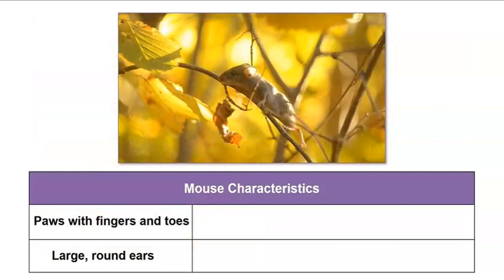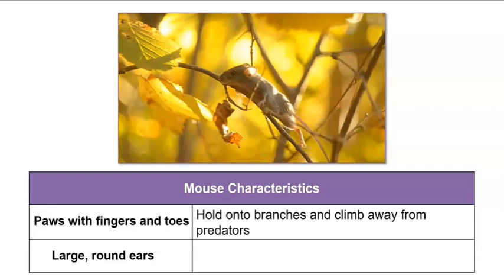I think paws with fingers and toes and large round ears are extremely important for the mouse to survive in the forest. I saw in the video clip that the mouse paws help the mouse hold onto branches and climb away from predators. I also believe the mouse's ears help it hear so it knows if a predator is nearby.